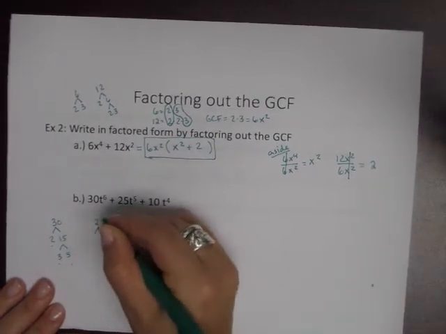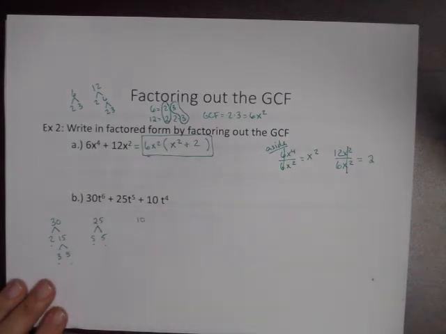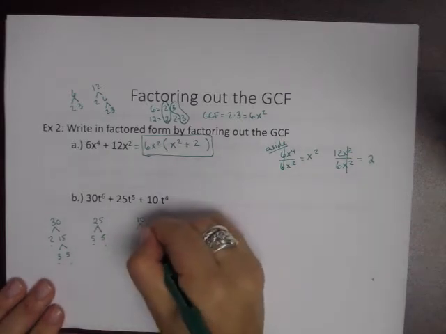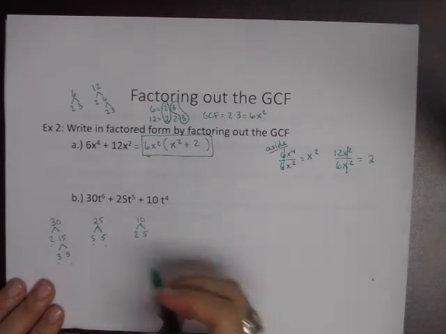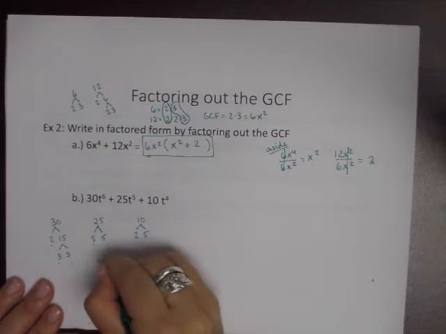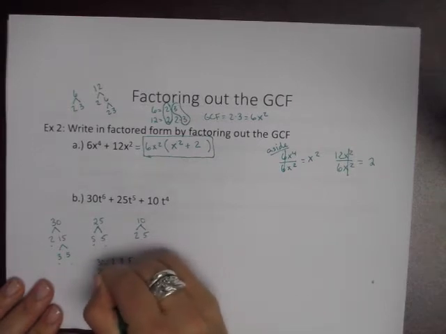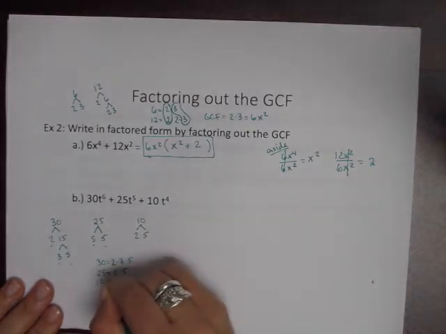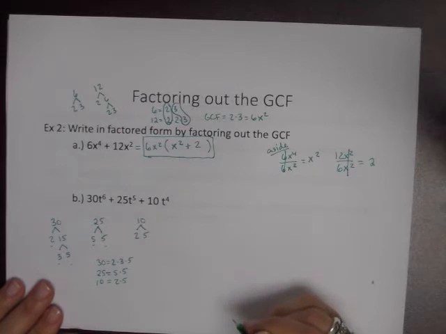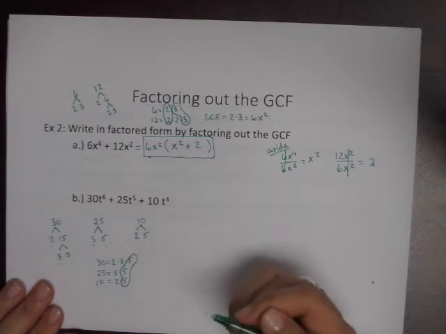For 25, the factors are 5 times 5, which both of those are prime numbers, so I'm done with that one. And then for 10, just like we did before, it's going to be 2 and 5, and they're prime numbers. So if I list them out, for 30 it'd be 2 times 3 times 5. For 25, it would be 5 times 5, and for 10, it's going to be 2 times 5. Okay, so I look at my groups, and the only thing that I have in common is a 5.